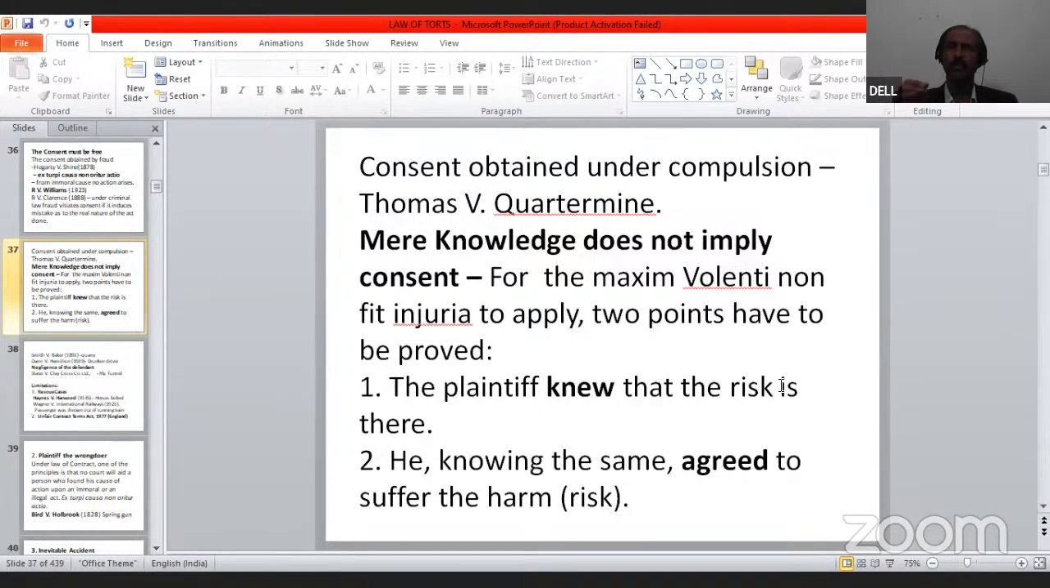Right of choice means you can choose any type of employment, and you may give consent to work for that. Here he has given consent and he knows the risk, everything. That's why they said voluntary, not fit injuria. There's a written agreement between employer and employee, like an appointment order we give. That is why they said voluntary, not fit injuria.